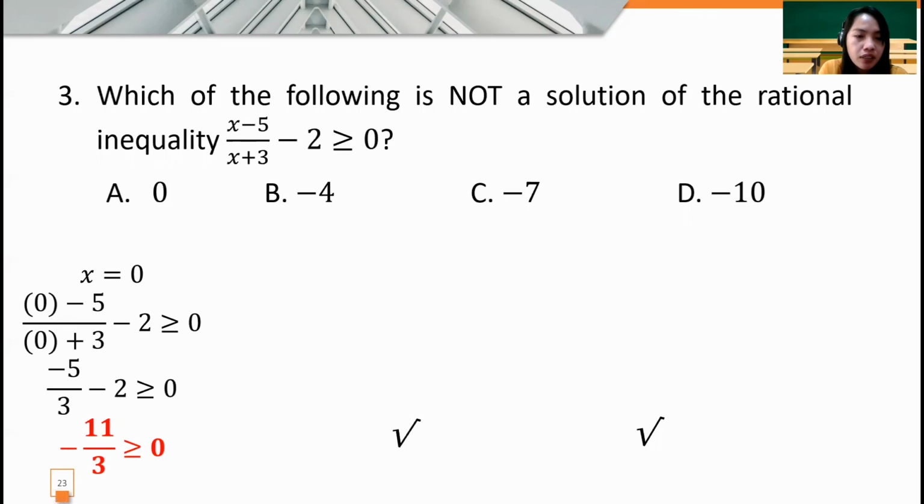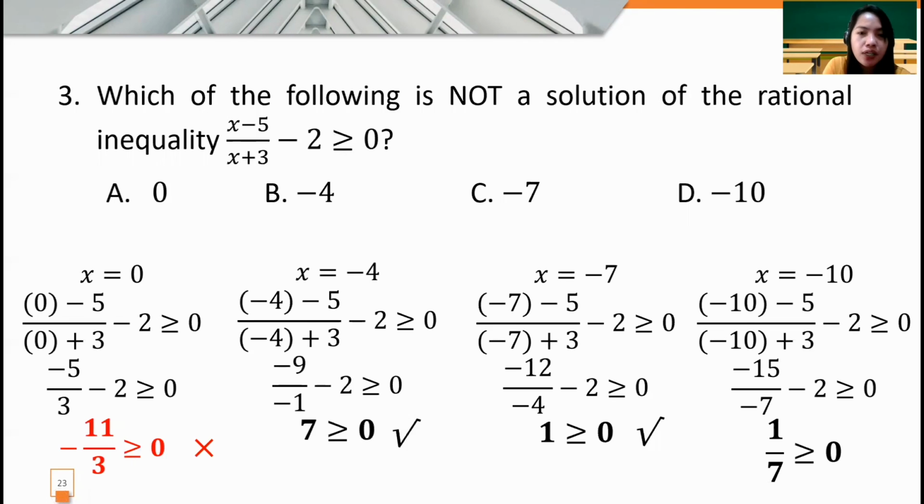A negative number is less than 0. Less than or equal is less than 0. So, that's wrong. Next, B, negative 4. C, negative 7, negative 10. So, all of those are correct. So, ibig sabihin, our final answer in number 3 is letter A.